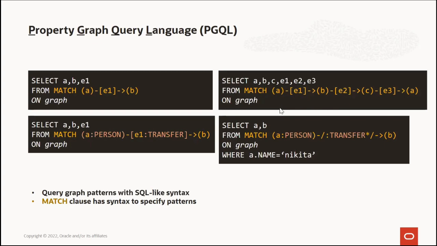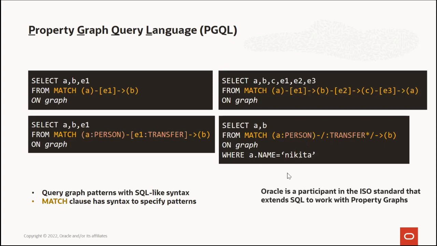So I want to see whether there are 3-hop cycles in this graph. And in the last example here, I want to find all paths of type transfer starting with the vertex of type person, and I'm qualifying that with this where clause, where name equals Nikita, and I'm saying find me any path that's 0 or many hops long.